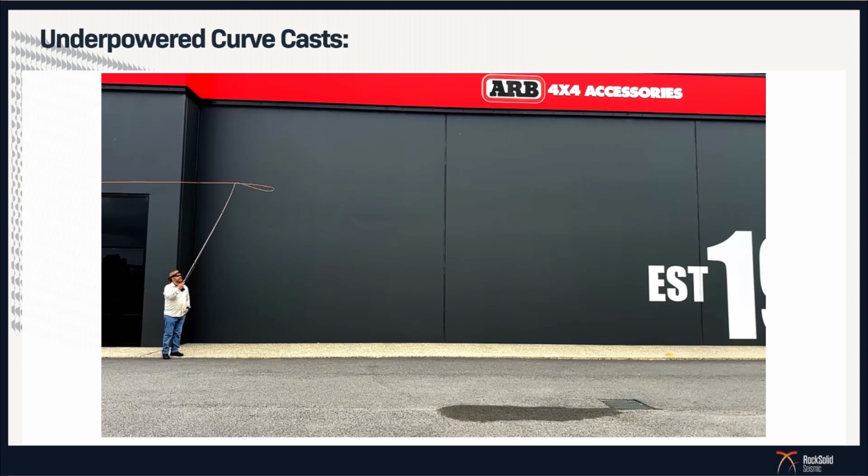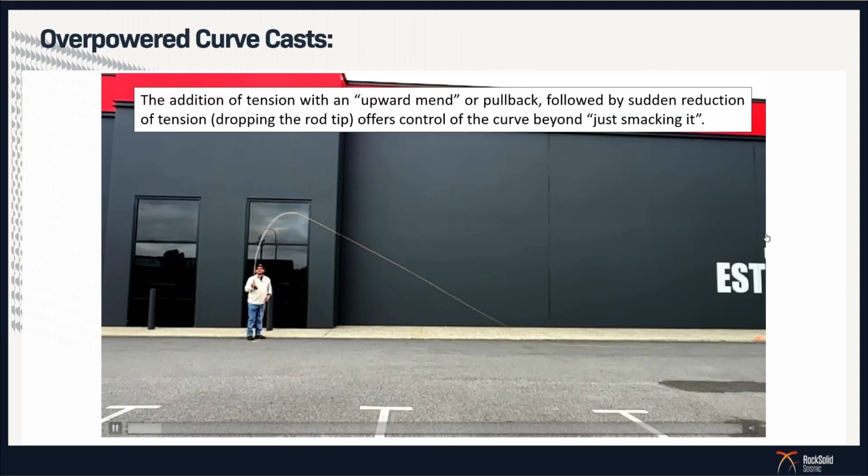Do it again. Drop the rod tip now, and that will slow the wave's progress through the line, allowing us to precisely place the loop where we want it to go. Now, overpowered curve casts. One of the ways we can do this is smacking it. We don't really want to do that. But if I lift the rod tip straight after loop formation, I'm adding extra speed to the wave traveling through the string, and then when I drop the rod tip, I slow it down.